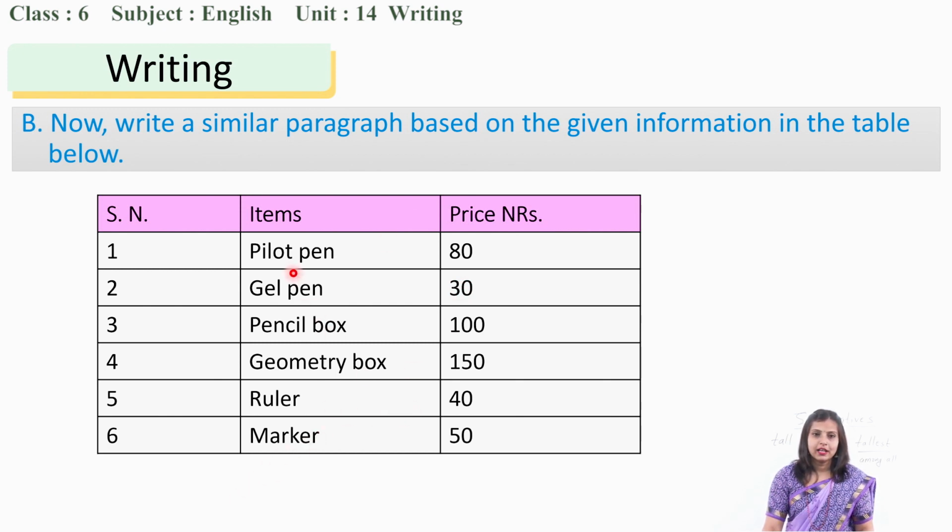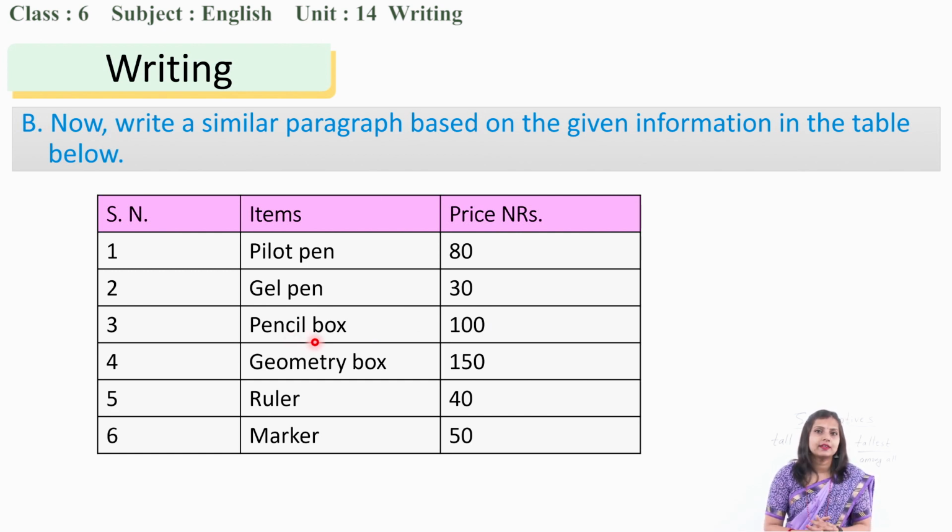Okay, like pilot pen cost how much? Yes, 80 rupees. One pilot pen will cost you how much? 80 rupees. It is the expensive one, right? Pilot pens are more expensive than the other normal pens. Likewise, gel pen. Do you use gel pen? Okay. So, gel pen cost how much? 30 rupees. For one gel pen, you have to pay how much? 30 rupees. Likewise, pencil box.